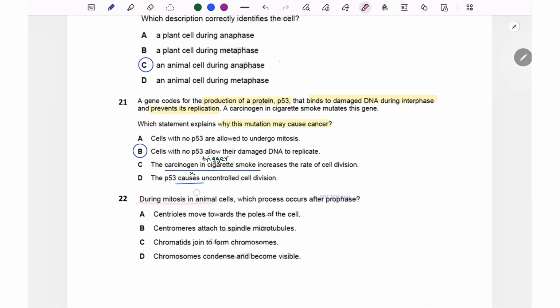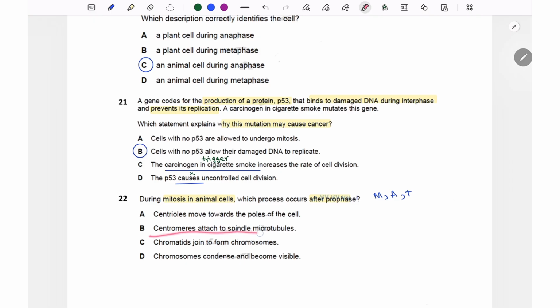During mitosis in animal cells, which process occurs after prophase? So after prophase, you have metaphase, anaphase, and telophase. So we're going to see which one describes it well. We have centrioles move towards the poles of the cell. This is going to be prophase. This is when the spindle fibers begin to form. The centrioles will move towards the poles of the cell. So this is happening at the very beginning, not after prophase.